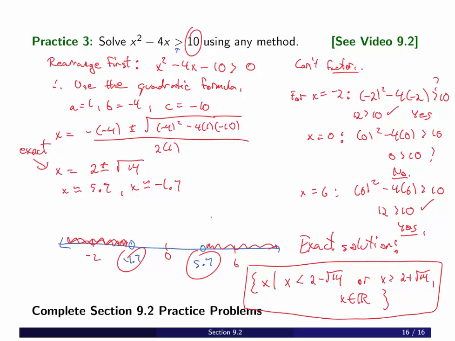But that's that. So that is section 9.2. Pretty straightforward. There's really no variations. Practice hard, and when you're ready, move on to section 9.3.